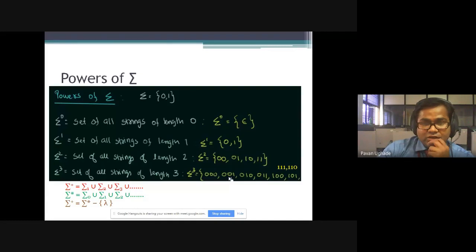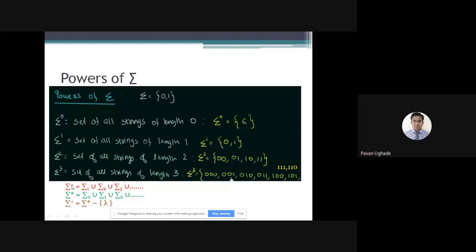So the positive closure that we have discussed earlier is what? Sigma power 1 union sigma power 2 union sigma power 3 till infinity. And what about the star closure? Here it includes sigma power 0, that is the string of length 0. That is the difference.